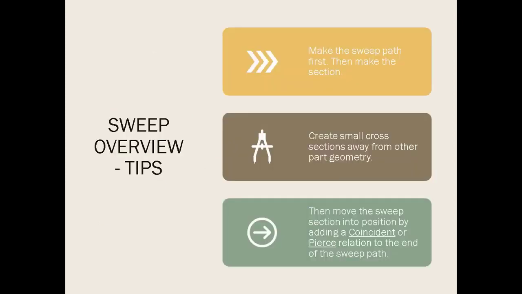So you want to make your sweep path first and then your section. Create small cross sections away from other part geometry. Then move the sweep section into a position by adding coincident or Pierce relationships to the end of the sweep path. These are just some general overview tips.